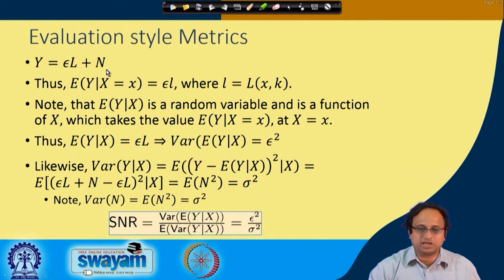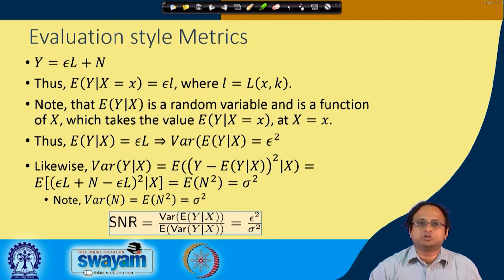So, therefore, if I take the expectation, then the expectation is essentially nothing but epsilon L. Now, what is E[y given x], the conditional expectation? Note that when you fix a value for the condition, E[y given x equal to small x] is a value. But when x is a random variable, then E[y given x] is also a random variable, and actually it is a function of x.